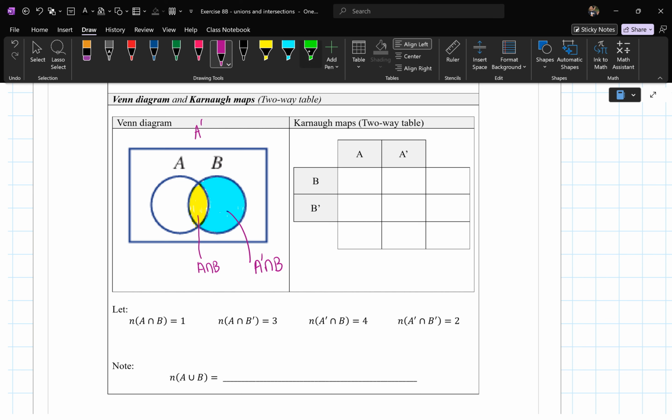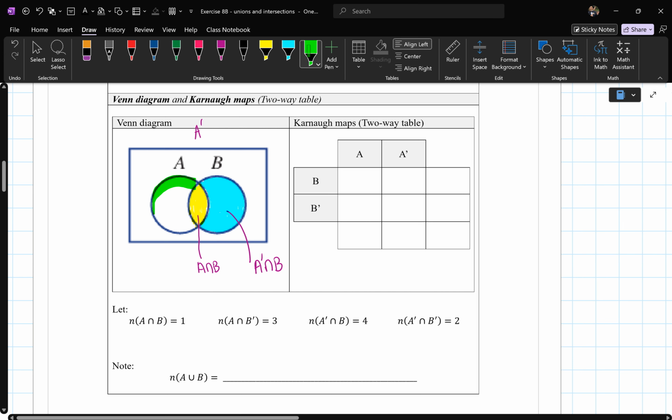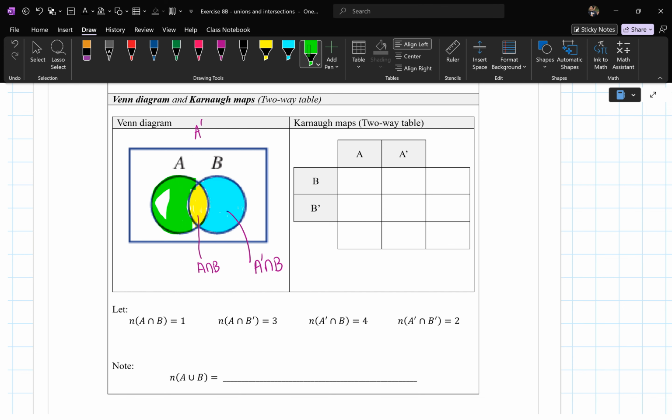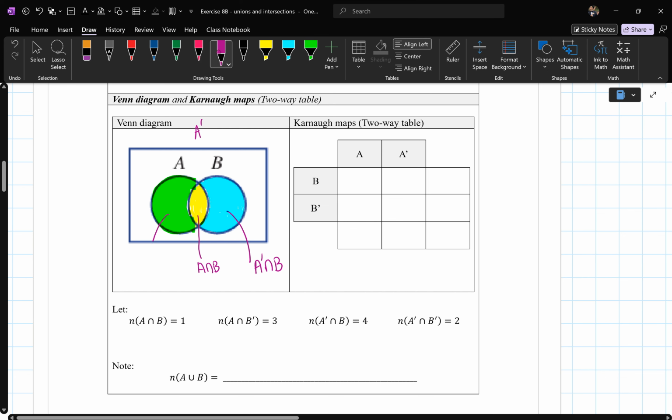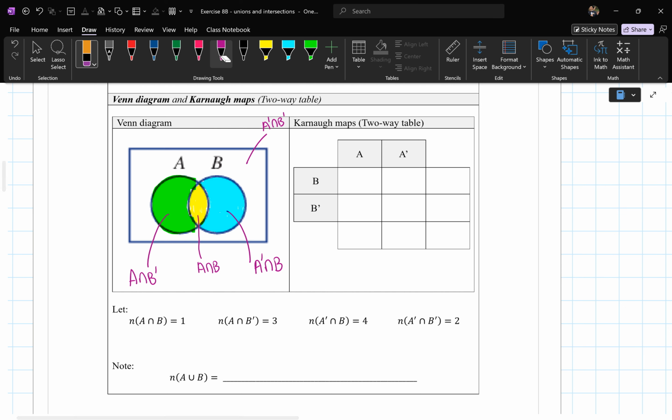Let's have a look at the next one. What about this green region here? So what about from here to here? For this part, I just want A only. I don't want any parts of B included. Well, that region there is A, but not B. Okay. And then obviously everything on the outside is where both A and B are not in common. So I would color everything that is not part of A and is also not part of B. And so that's the outside region in white.